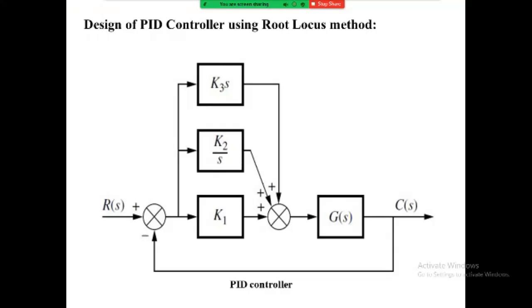The system that feeds the error forward to the plant or actual system is called a proportional control system. The systems that feed the integral of the error to the plant are called integral control systems. The system that feeds the derivative of the error to the plant is called a derivative control system. PID stands for proportional plus integral plus derivative, that is, proportional integral derivative.